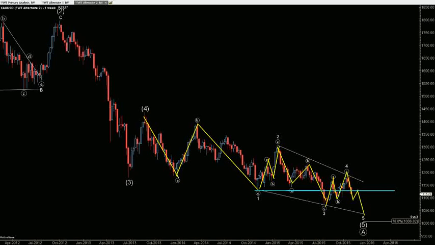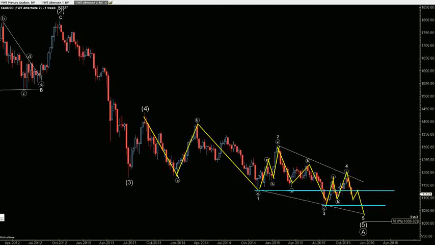Ending diagonals must have overlap. Now furthermore, wave 4 must be shorter than wave 2. Then wave 5, as we said, has to come down as a 3-wave move, and it has to make a new low here below 3, and it must also be shorter than wave 3. So if we get a move down in 3 waves that meets all of our requirements, then we can look for a turn back up.